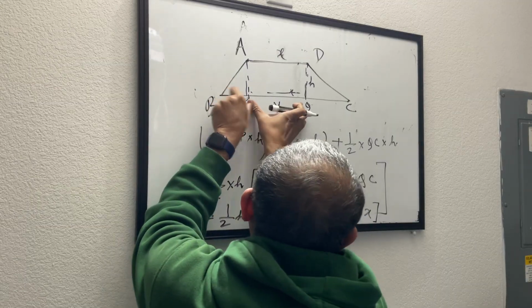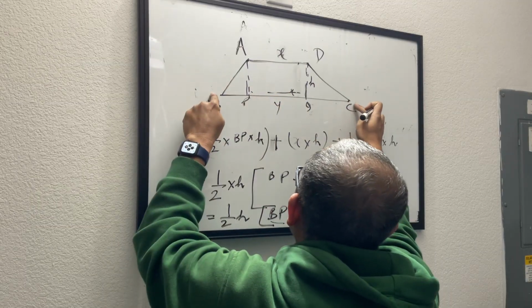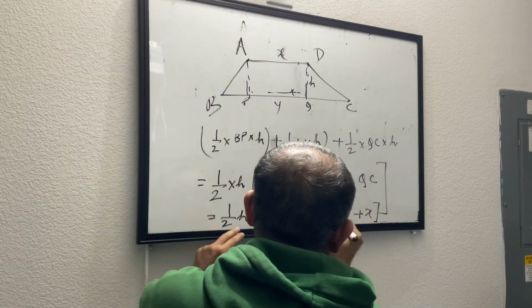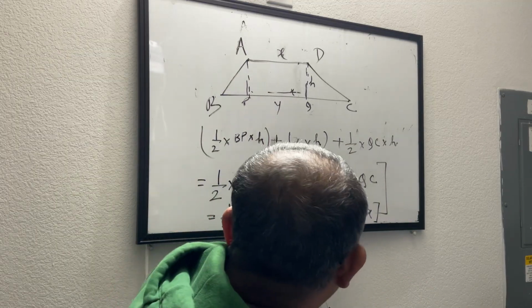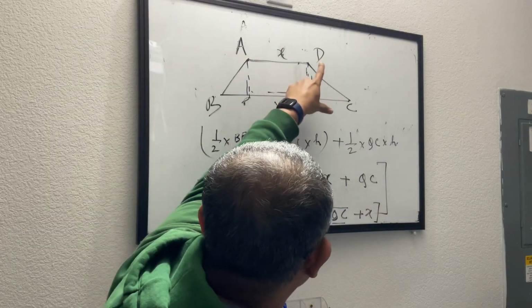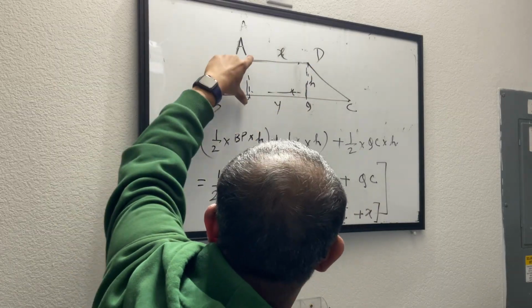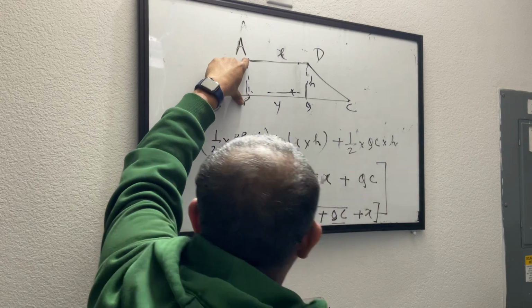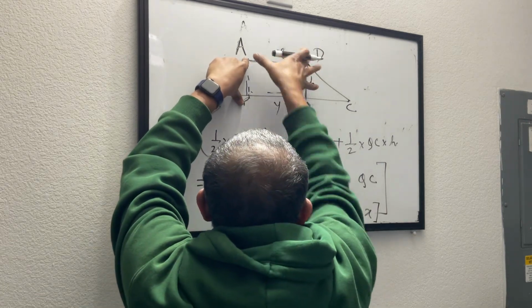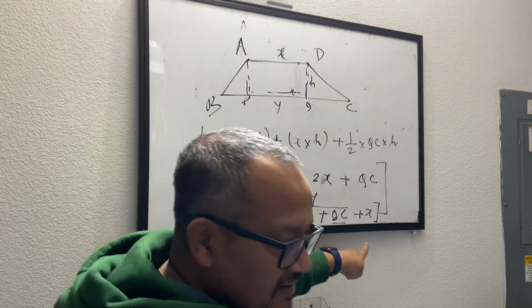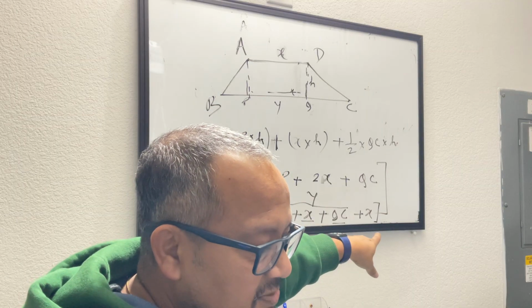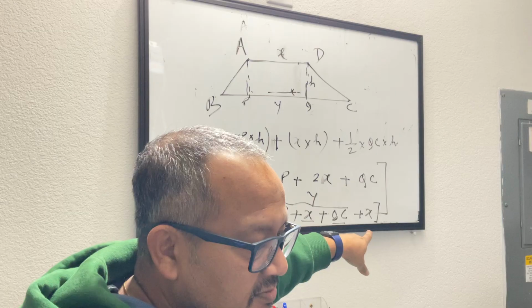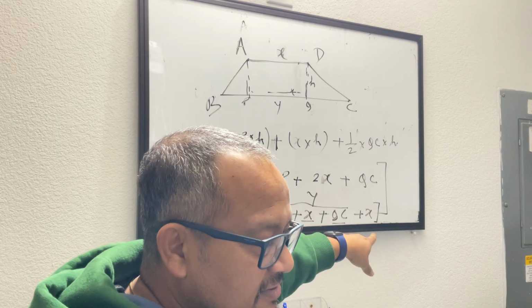Now BP plus X plus QC is nothing but this length, which is this whole thing becomes Y and then X. So the area of a trapezoid is half into height times sum of the two parallel sides. Yeah? Does it make sense? Vaibhav, Sanvita, Mahira, Nanya?